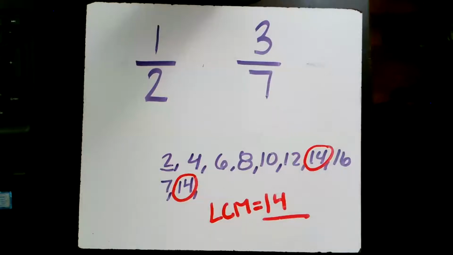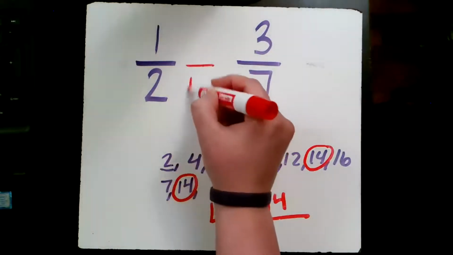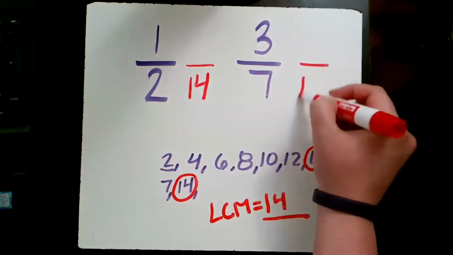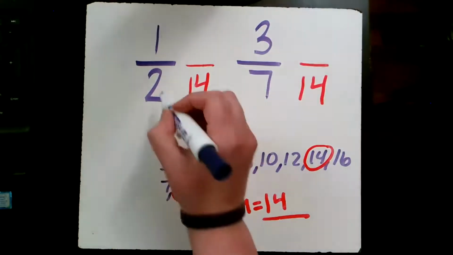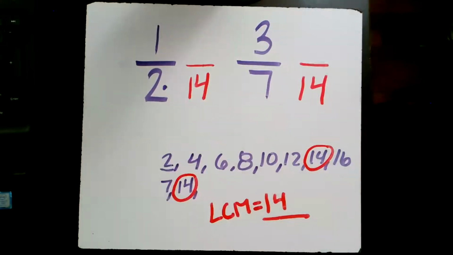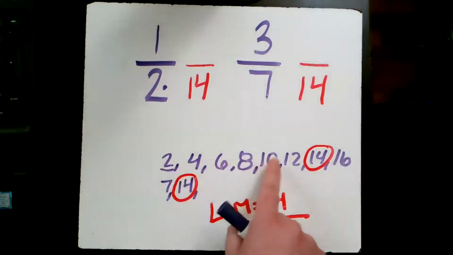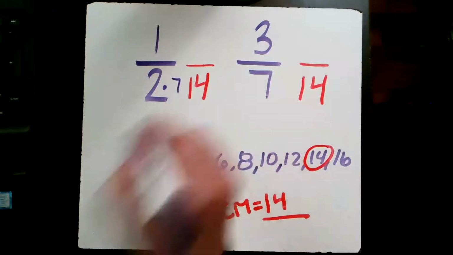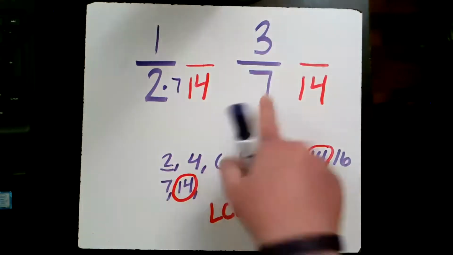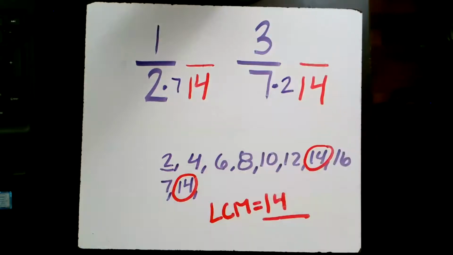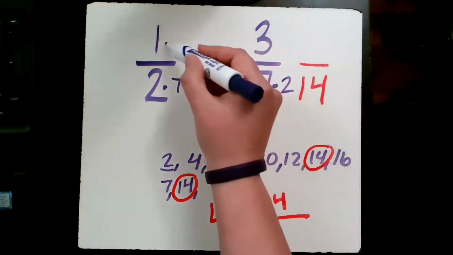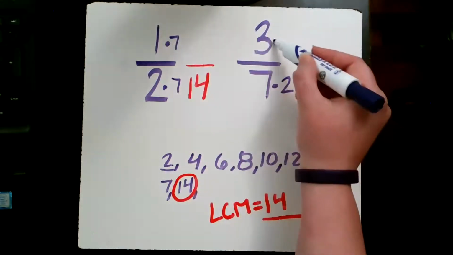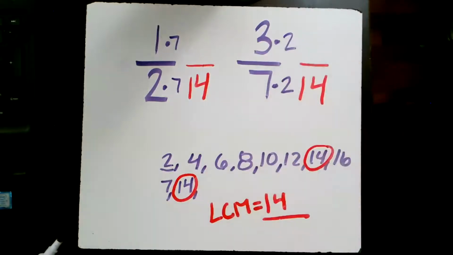All right, so now we've got to figure out, well, I need to make this into 14ths, and I need to make this into 14ths. That's my goal. So 2 times what is 14? 2 times, well, I have it written right here. 1, 2, 3, 4, 5, 6, 7. 2 times 7 is 14. So that must mean that 7 times 2 is 14 as well. So remember, whatever you do to the bottom, you've got to do to the top. Times 7, times 2.